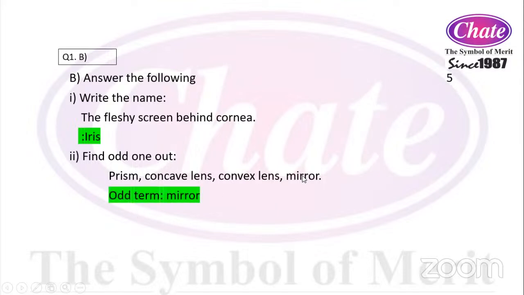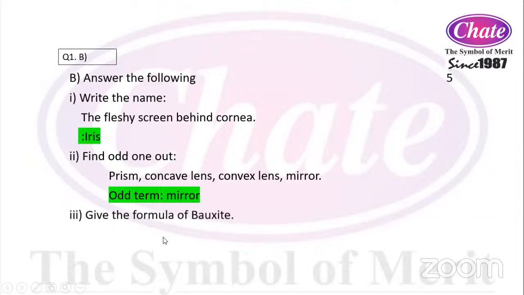Yes, the answer is the mirror, because when we were studying the refraction of light, we saw these three different things: prism, convex lens, and concave lens. In these, the light passes through them and it bends. That is what happens in the first three things. But in the case of a mirror, the light does not pass through, it just reflects after falling on the mirror. That is why the odd term is the mirror.